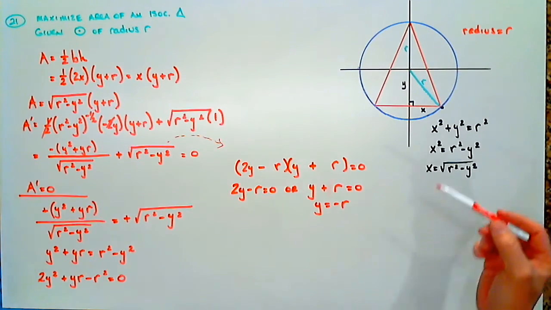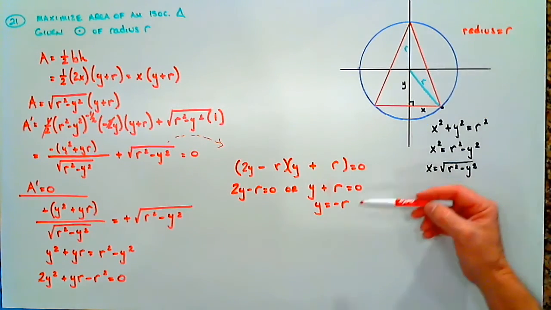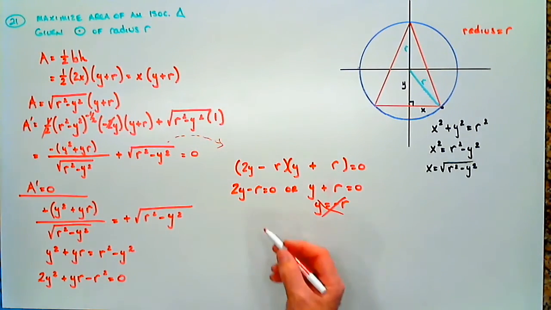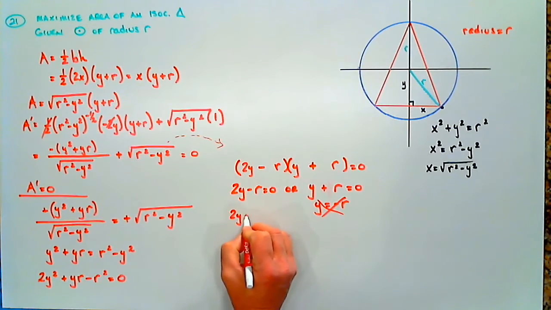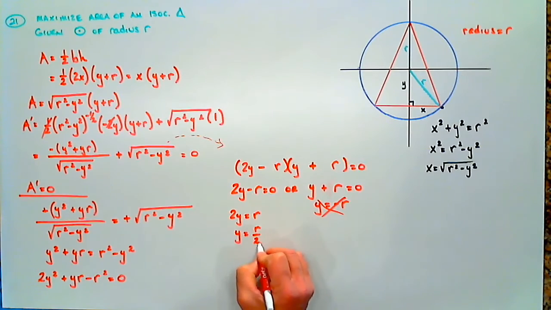Now that makes no sense. This y value right here can't be a negative the radius. The radius is a positive number, so minus r is a negative number. So this gets eliminated. So what do we get from here? We get 2y equals r, or y equals r over 2. Now, they asked us in problem 21 to find the dimensions of the isosceles triangle of largest area.